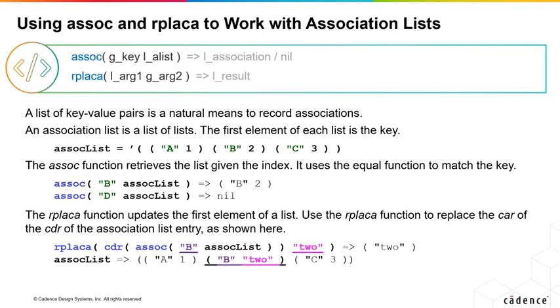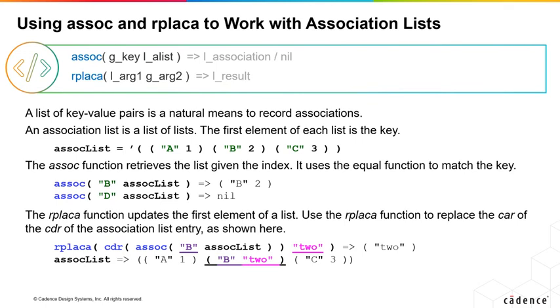Now if we want to actually update the list, there's a function called rplacd, which will allow us to update the cdr of a list, and we'll replace the car of the cdr of the association list as shown here. So in this case, first of all, on the inside part, we're going to do the assoc function, assoc b assoc list, that will return to us the B 2 pair in the original list. The cdr is the second element, which is the number 2. Then rplaca will replace the number 2 with the last input, which is the string "2".